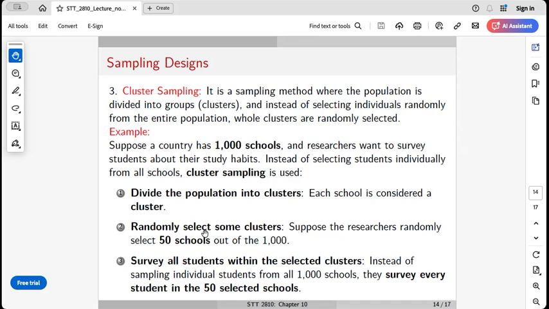So when you select the 50 schools out of the 1,000, you are going to use all the students within the schools you have selected. For example, if you select maybe Upstate, it means that you are going to survey all the students in Upstate. Does that make sense? So the difference between cluster sampling and stratified is that we have groups in both, but with stratified, we select some within all the groups. But for cluster, we randomly select some of the groups and then interview everybody in those selected groups. Does that make sense? So that is what cluster sampling means.